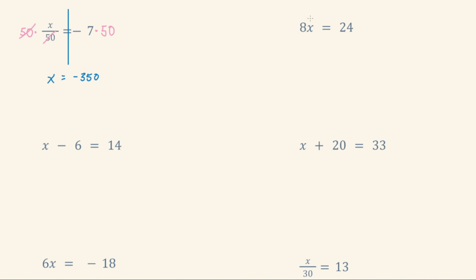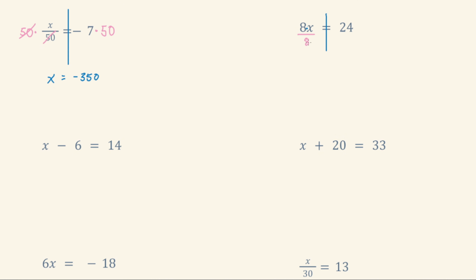Now question 4 here, I have on the left side 8 times x, right? Remember, if there's nothing explicitly written, it's a multiplication. So if 8 times x is equal to 24, I have to undo this multiplication to find x to be on its own, right? To have x on its own, I mean. So to undo a multiplication, the opposite of multiplication is a division. So I'm going to divide by 8, right? X was being multiplied by 8. I'm going to divide by 8, okay?